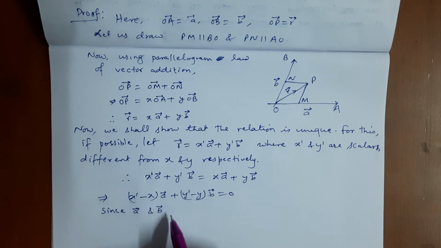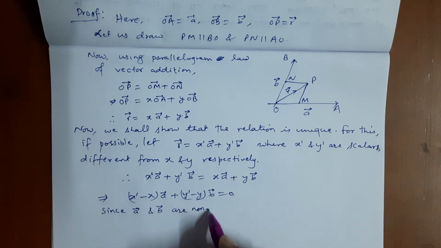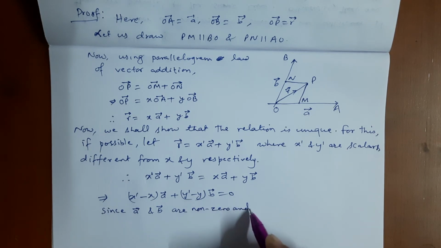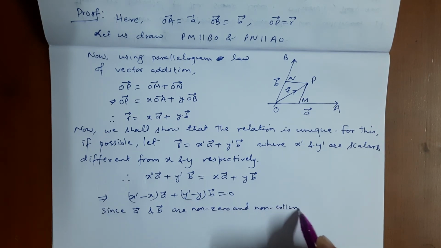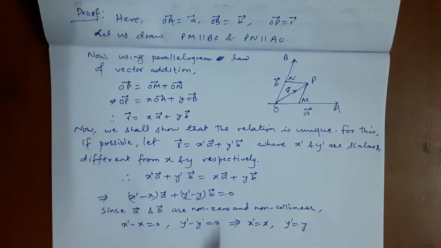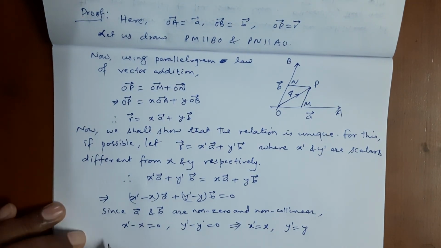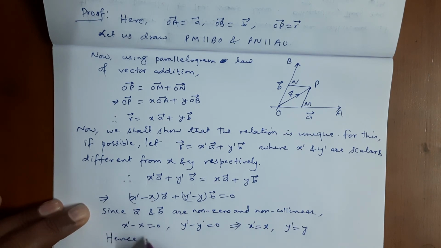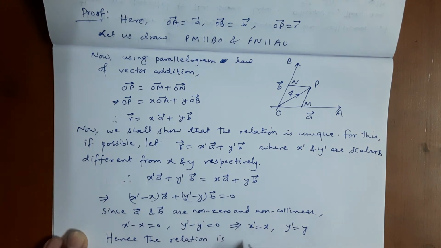And since vector A and vector B are non-zero and non-collinear, X dash minus X equals 0, Y dash minus Y equals 0. This implies X dash equals X, Y dash equals Y. Hence the relation is unique. So this completes the proof.